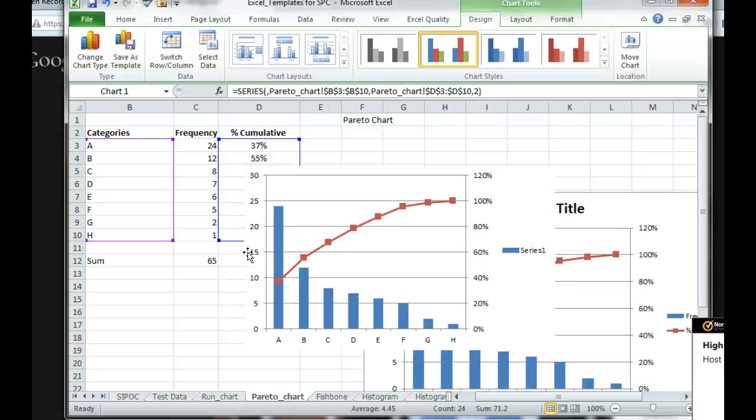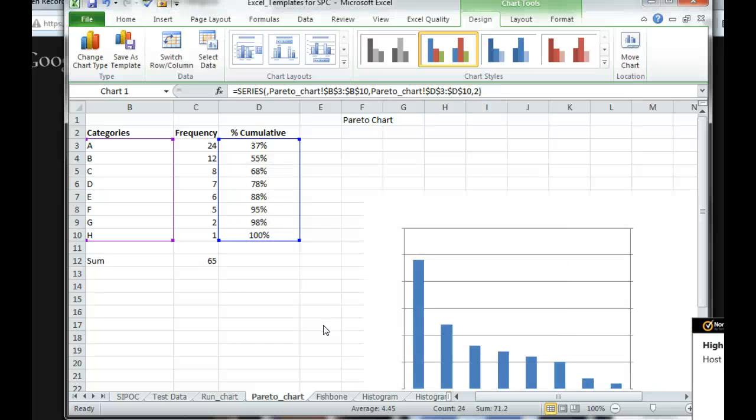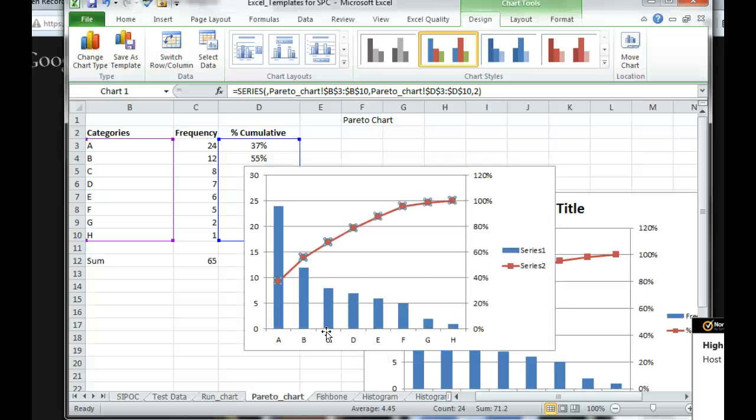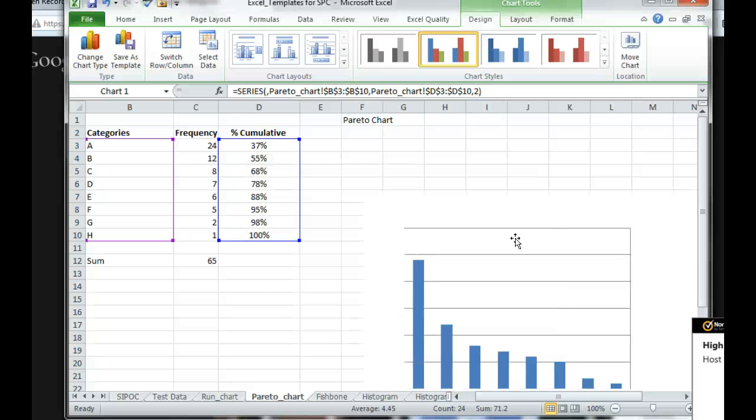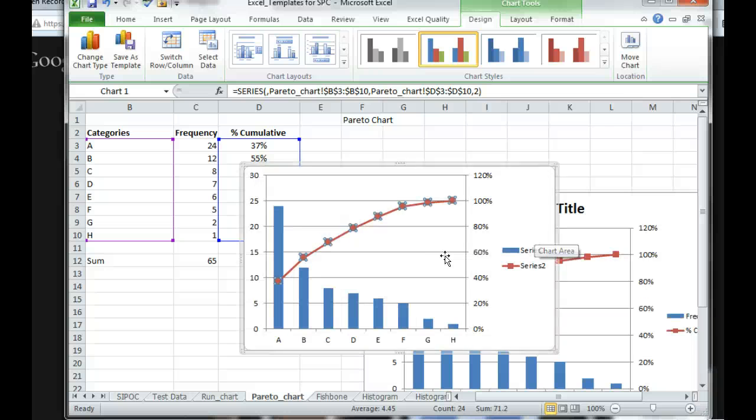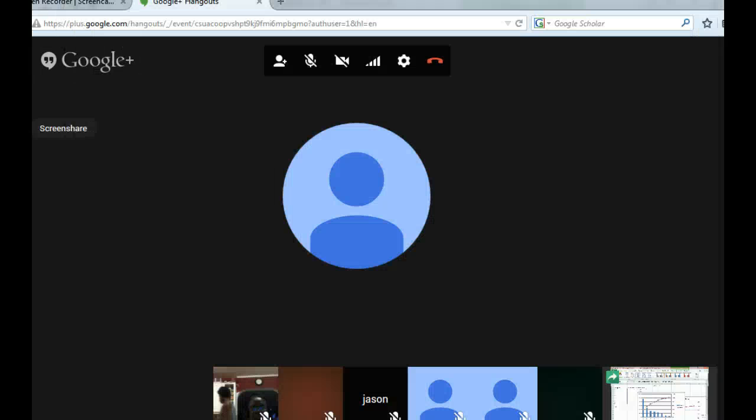The left side is the scale for the frequency, the right hand side for the cumulative percentage. And why do we do the cumulative? Because you can quickly look at the first 2 or 3 items and say they correspond to 68% or 70% of the data. Okay, so let me go back now to my other chart.